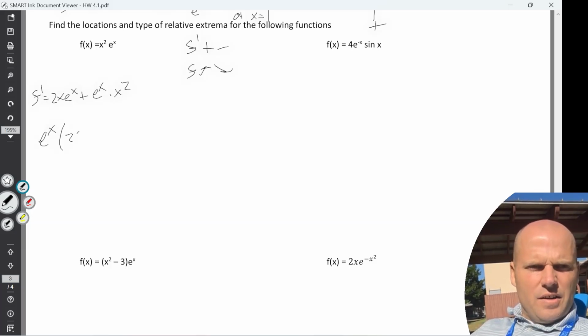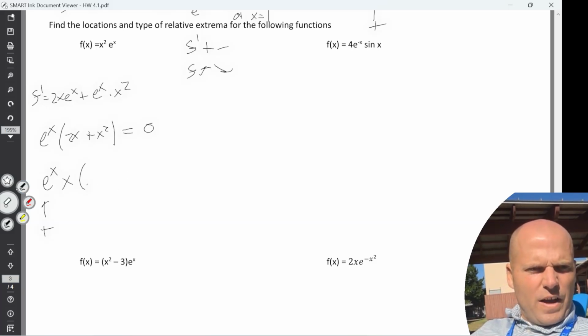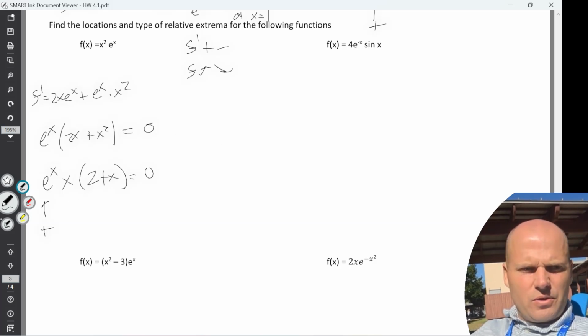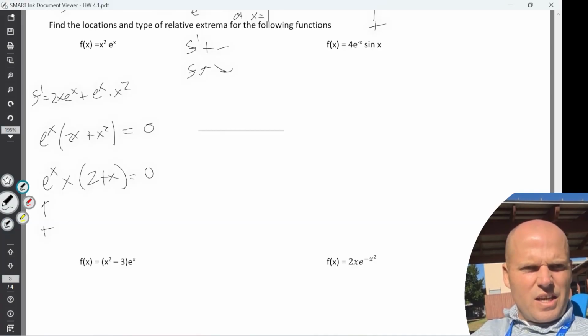Common thing done is factoring. E to the x is always positive. It's never 0. I will factor out an x as well. X could equal 0. 2 plus x could equal 0. Those are my two critical points. I will examine the sign analysis.